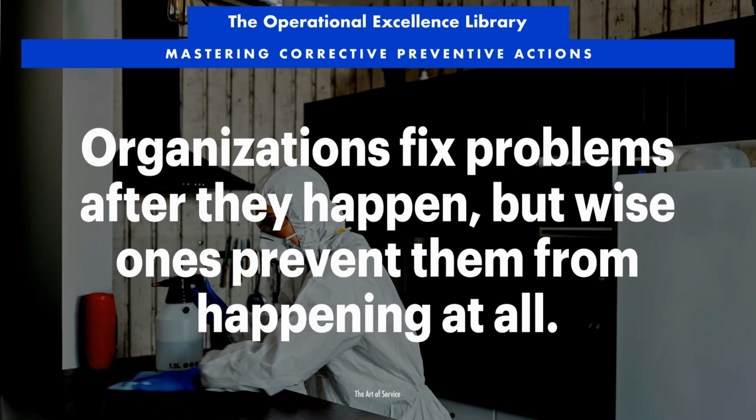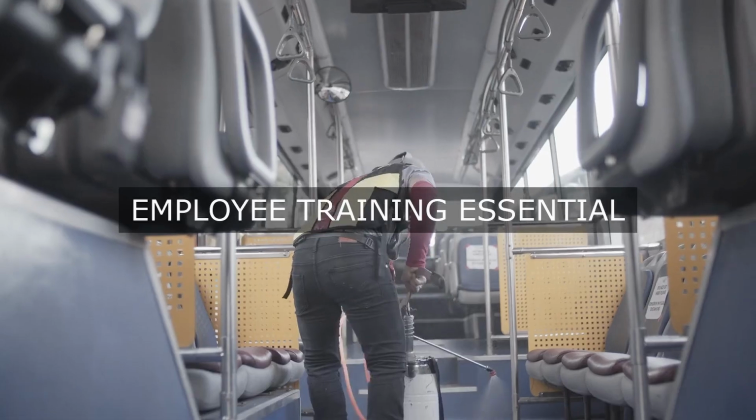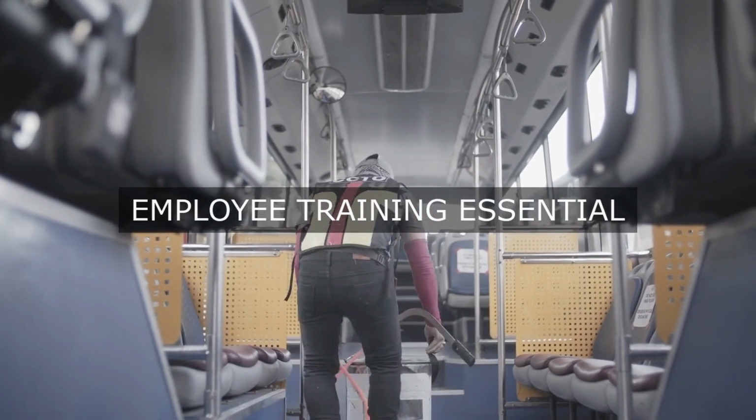Mastering corrective preventive actions. Organizations fix problems after they happen, but wise ones prevent them from happening at all. Why do organizations implement corrective actions to rectify existing problems, and how do these actions differ from preventive actions, which aim to prevent potential problems from occurring in the first place?